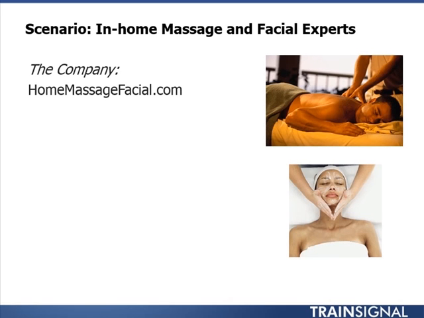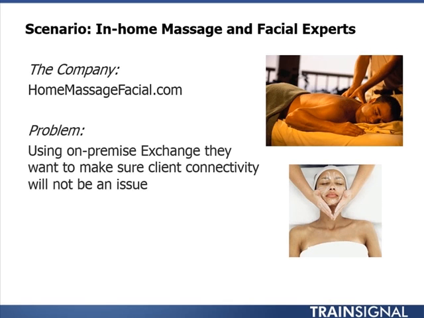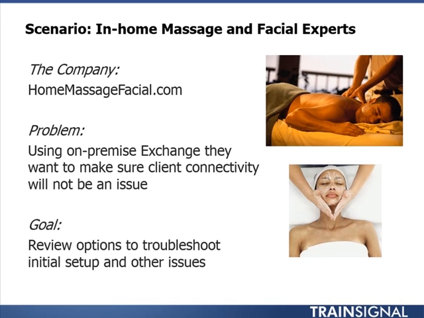From a scenario perspective, we're looking at an in-home massage and facial expert company called HomeMassageFacial.com. Their problem is that they're using an on-premises Exchange and they want to make sure client connectivity will not be an issue. It's a very large organization across the nation, and they are keeping control over their own Exchange environment, but being that everybody's mobile, they need to make sure there are no client connectivity issues, whether you're working in-house or in the field using an Outlook Web App connection or some type of ActiveSync connection and so forth. Everything has to be working. So our goal is to review options with them to troubleshoot initial setup as well as other issues. Okay, so let's get started.